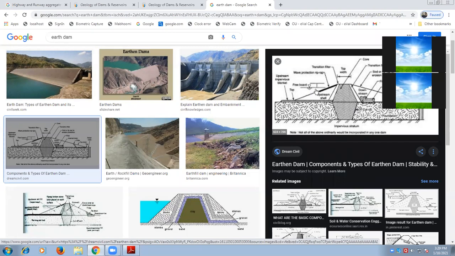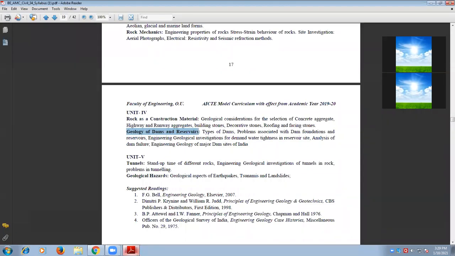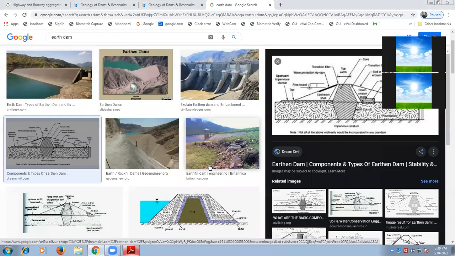So they may possess impervious cores or facings. So we have seen here the types of dams and their description.